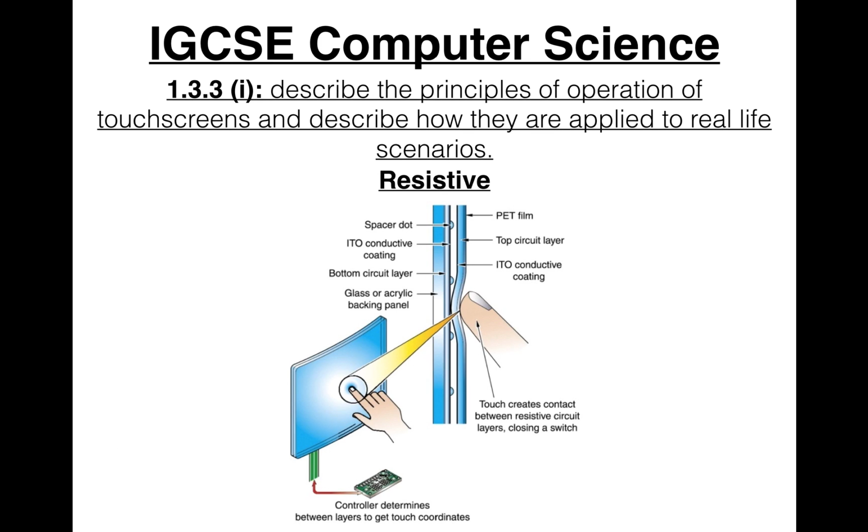If you're wondering what it looks like, here's the top layer, here's the bottom layer, and when touched, it completes a circuit, and the microprocessor or controller determines the coordinates from that.